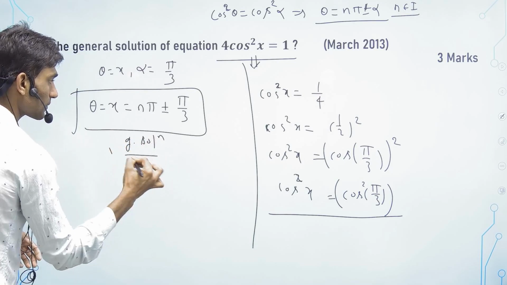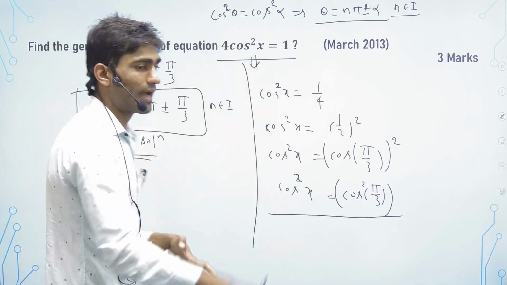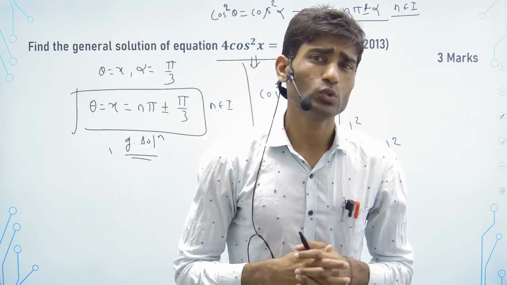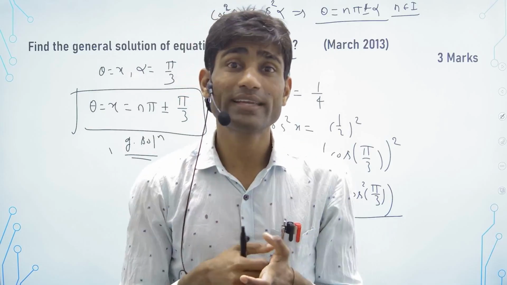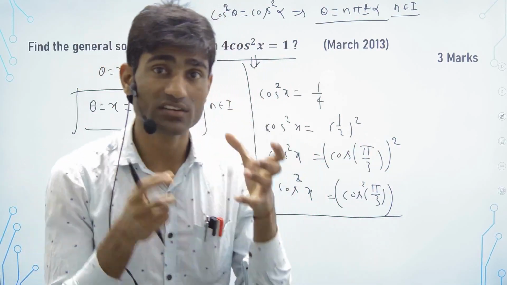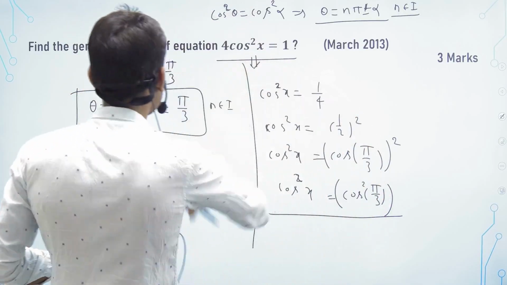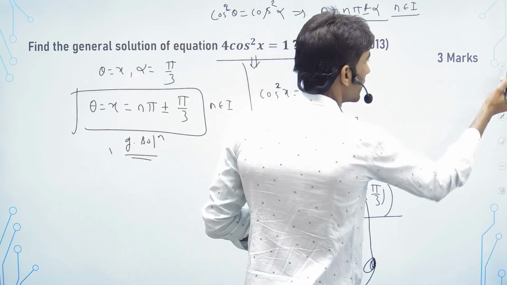I hope you all have understood, and n belongs to integers. See how easy that solution is. Nothing is difficult there. If you go through the proper steps and apply the proper allied angles for the general solution, you will get the right answer. I hope you all have understood. Let's move on to another example.